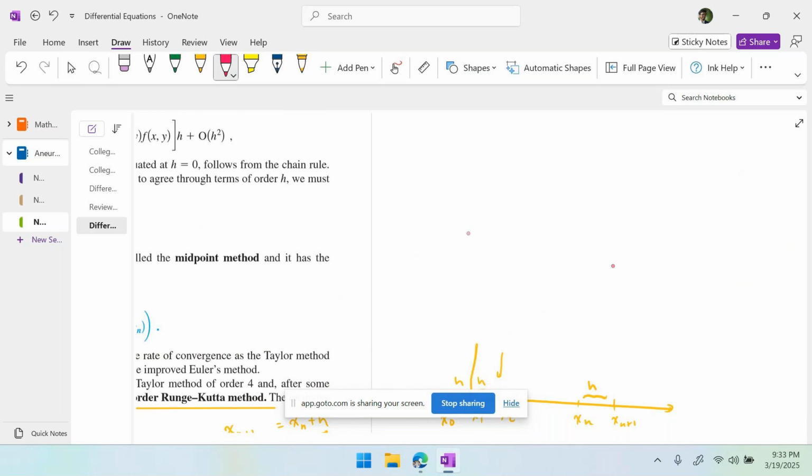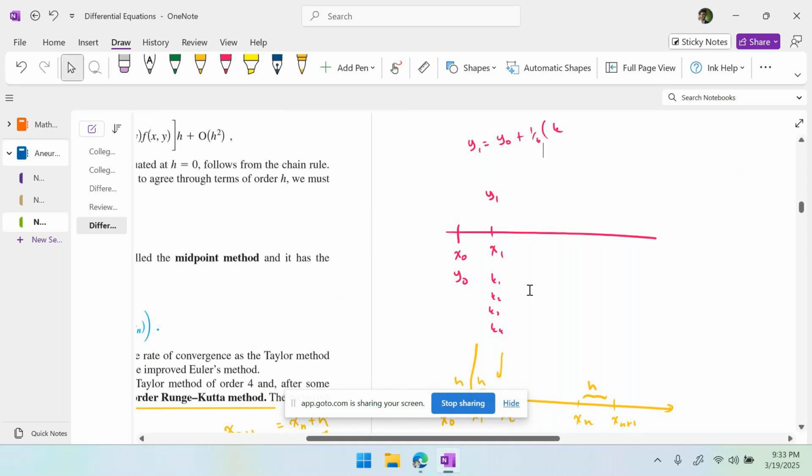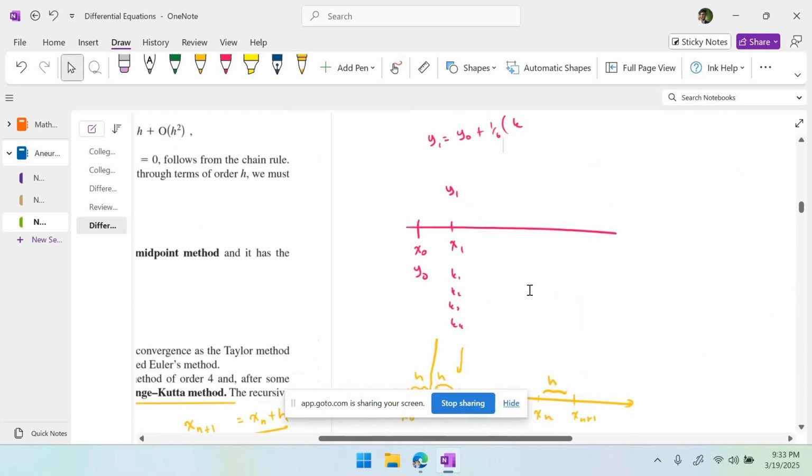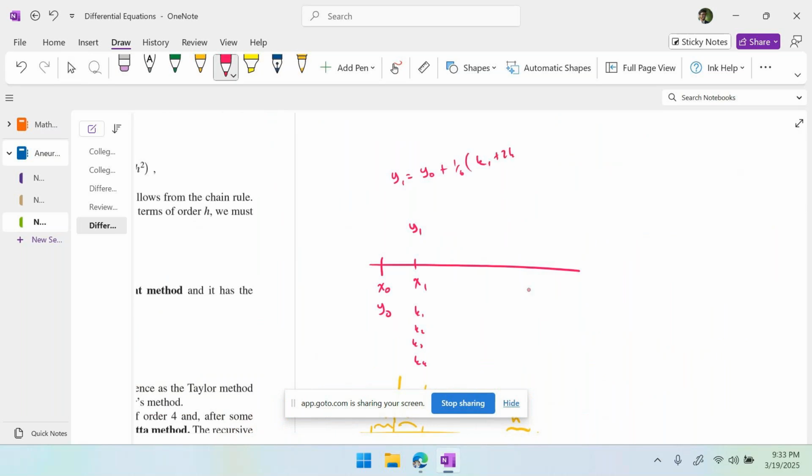So you basically start from a given point x0, y0, and then you have x1, calculate y1. To calculate y1 you need to calculate k1, k2, k3 and k4. Using all these values we calculate y1 according to the formula y1 equals y0 plus 1 over 6, that expression with k values, k1 plus 2k2 plus 2k3 plus k4.